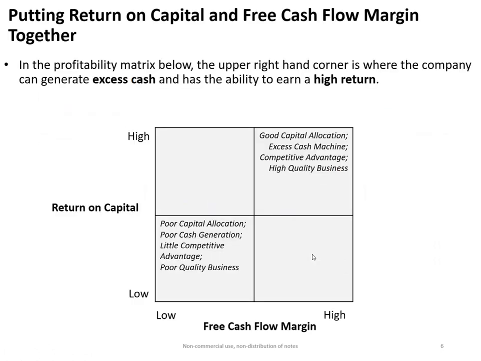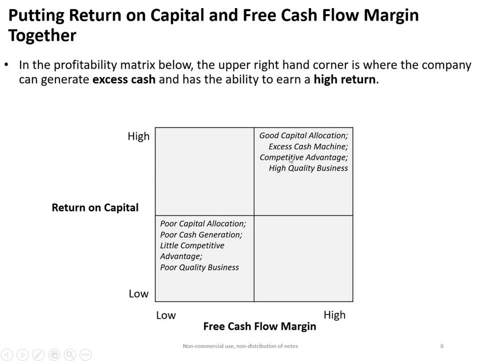Next, you can combine the return on capital and the free cash flow margin together into a matrix. My matrix works like this. The horizontal axis shows the free cash flow margin. The vertical axis shows the return on capital. So we like to invest in the company with high free cash flow margin and high return on capital, which is given in the top right corner here.